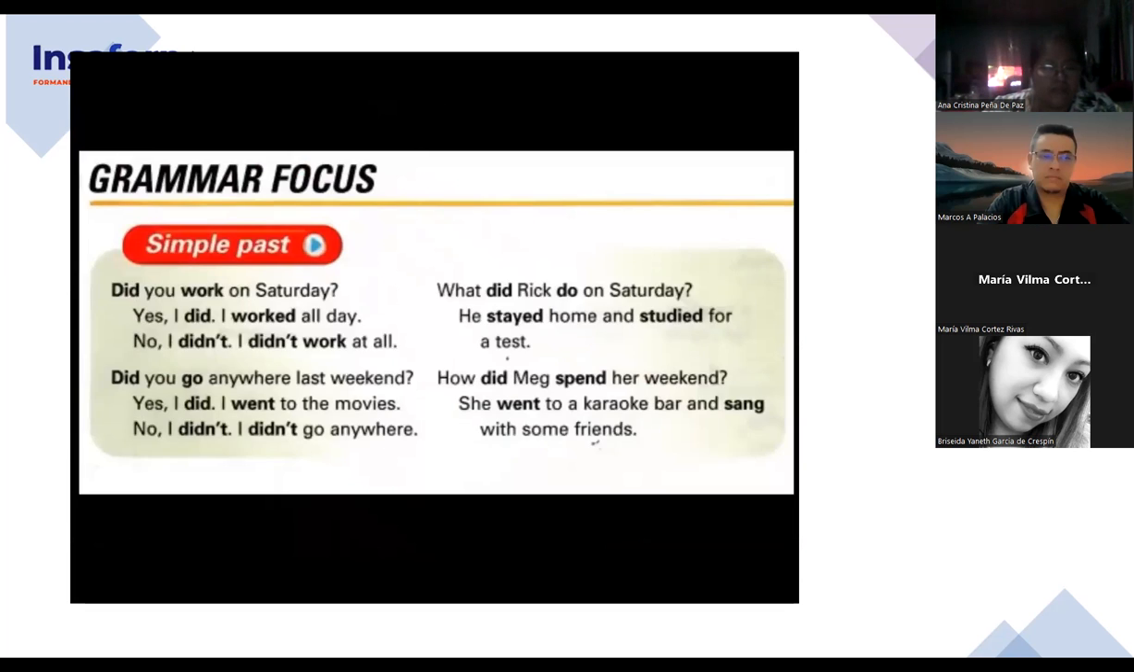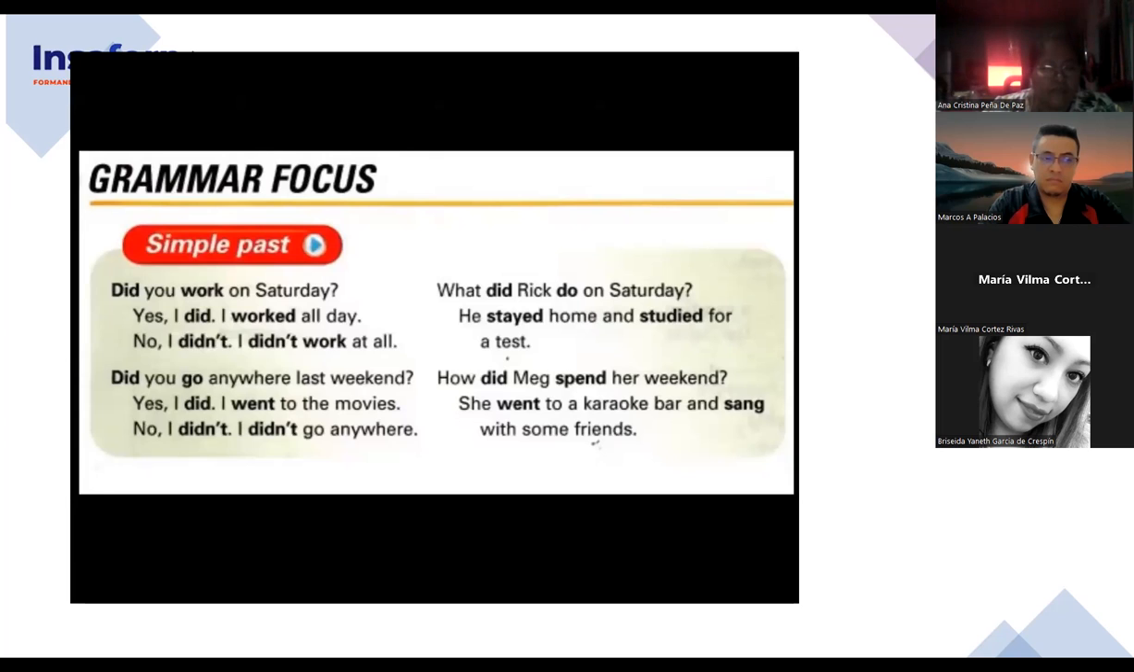Simple past. Did you work on Saturday? Yes, I did. I worked all day. No, I didn't. I didn't work at all. Did you go anywhere last weekend? Yes, I did. I went to the movies. No, I didn't. I didn't go anywhere.